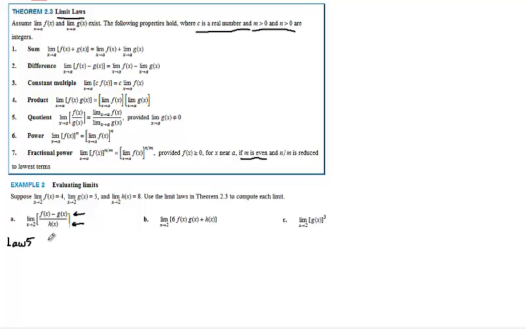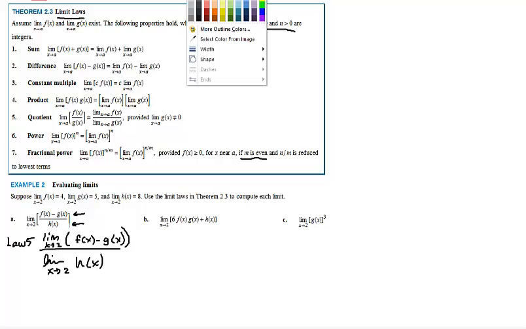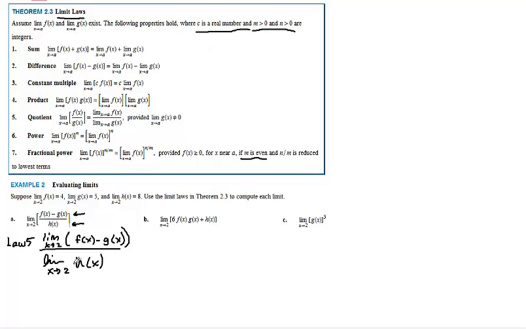And with law 5, that says to just take the limit of the numerator and take the limit of the denominator. So I'll write it as such. Limit as x goes to 2 of f of x minus g of x, and then the limit as x goes to 2 of h of x. Now it's very nice that that denominator, I already know what that is. This thing right here is an 8. That's handy.